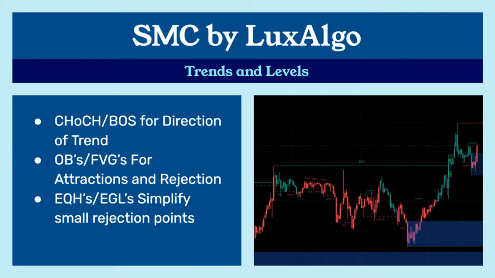But the change of character and the break of structure, that's what we have there first. And you can kind of see on that chart the dotted lines for the change of characters and the dotted lines for the break of structure. All that means is the trend on this time frame. So it's not a larger time frame, it's whatever time frame you're looking at.